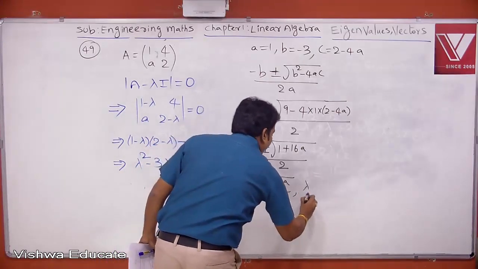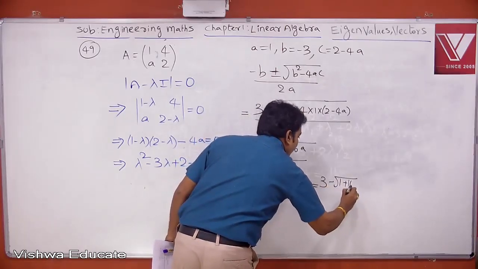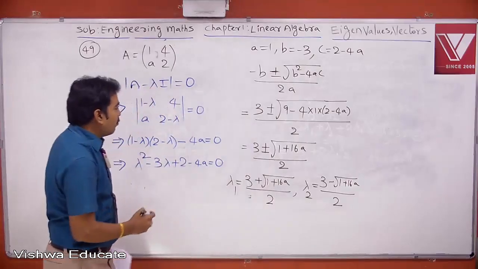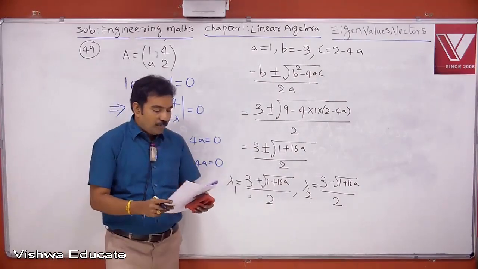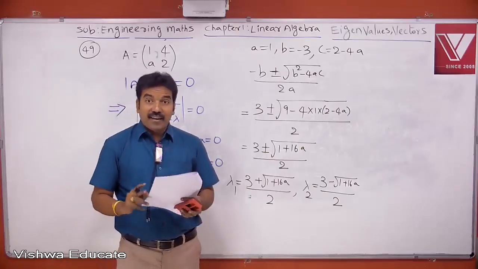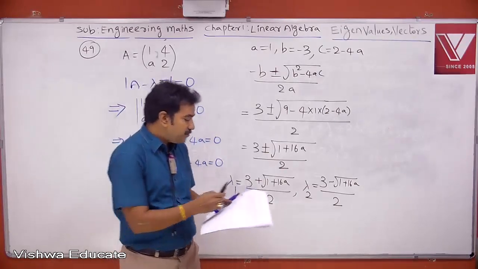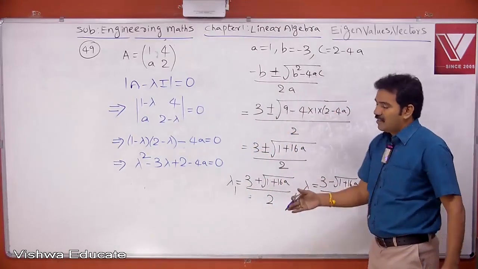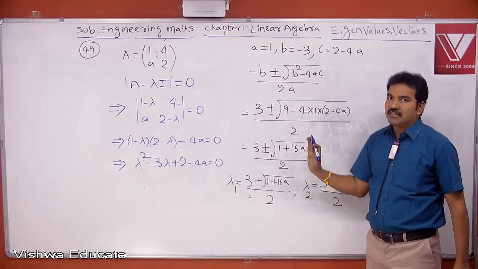Second eigenvalue is lambda 2 equal to 3 minus square root of 1 plus 16a divided by 2. Now I got both the eigenvalues. Now let us try to apply the condition for real eigenvalues. Both eigenvalues must be real. This is a normal evaluation. I simply simplified the characteristic equation, nothing else.